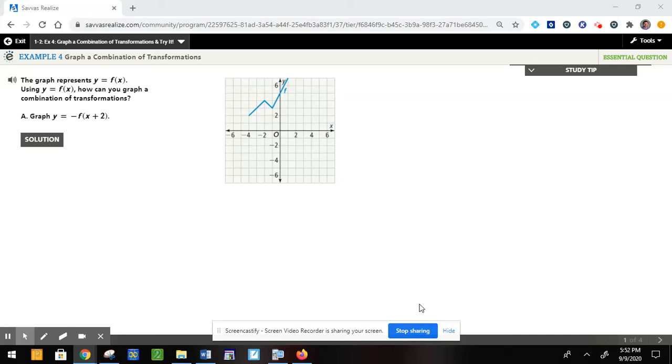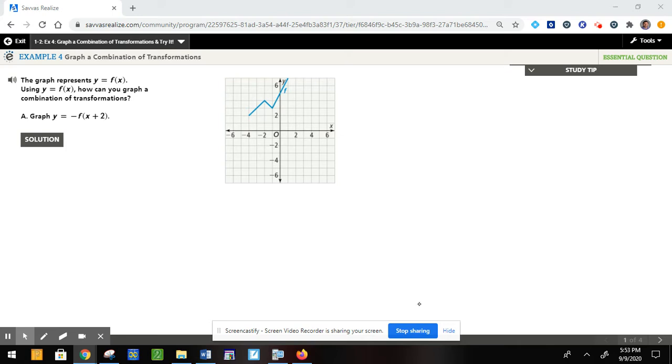All right, so the graph represents y equals f of x. The f function is the blue one. Using y equals f of x, how can you graph a combination of transformations? First, there's two things that are different, right?